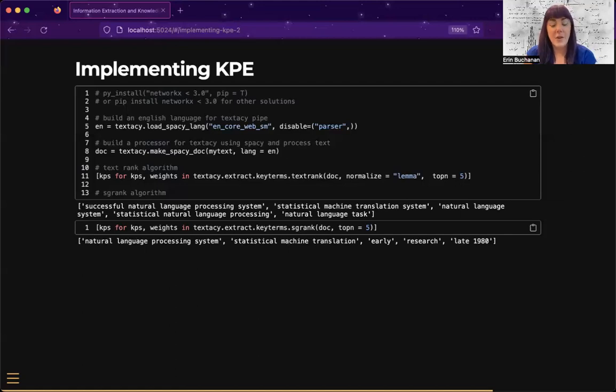Now I can do that same thing with SGRank. Notice how the answers are very different. We've got natural language processing system; I think that one's the same. Statistical machine translation, early research, late 1980s. Early research makes some sense because it's telling you that this early research leads into the stuff that you see now. Not too surprising.